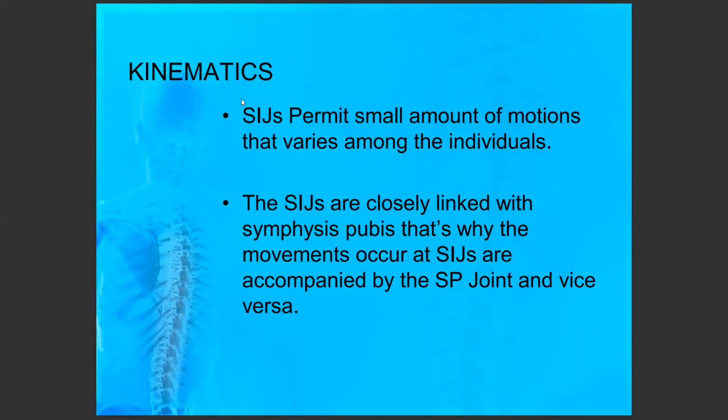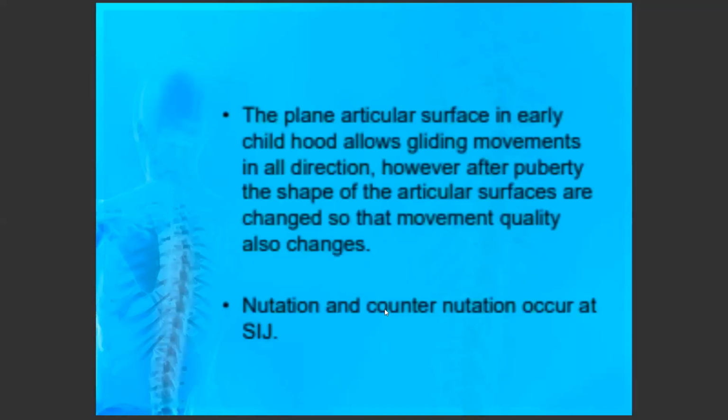The kinetics of the sacroiliac joint. The sacroiliac joint permits a small amount of motion, because the groove on the sacral surface and the ridges on the iliac surface fit with each other, and hence there is very little movement between these two surfaces. The SIJ is closely linked with the symphysis pubis. That's why the movements that occur at the SIJ are accompanied by the SP joint and vice versa. SP joint means symphysis pubis.